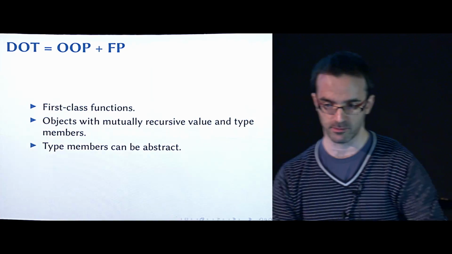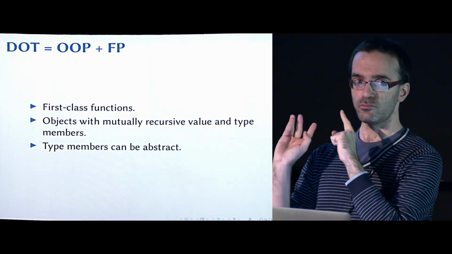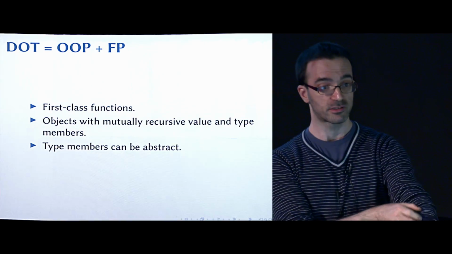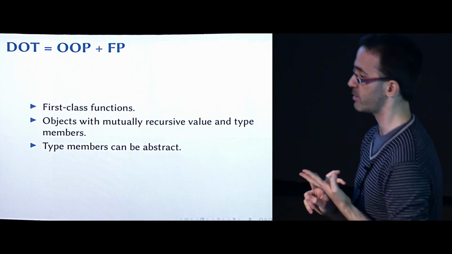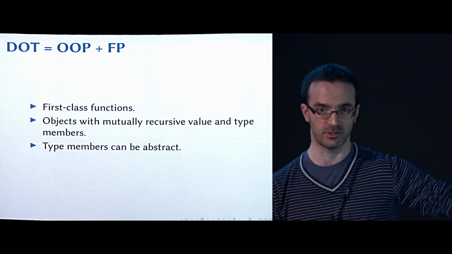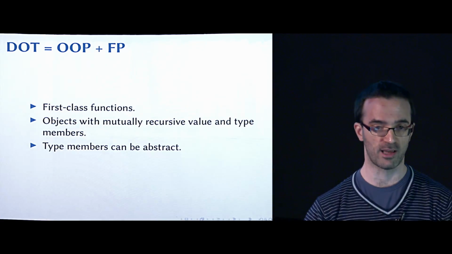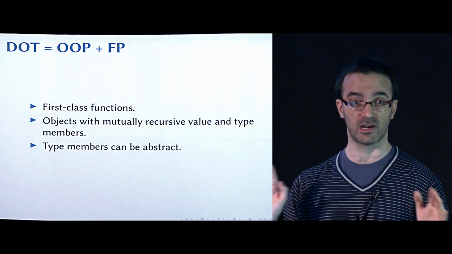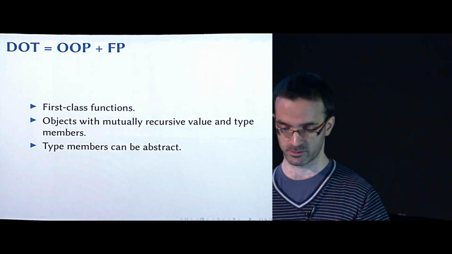So let's start by taking a look at a few examples. First, let's understand what it is that we have in Dot. Dot is an extremely small language, and we only have core features for functional programming and object-oriented programming. So what we can write in programs are first-class functions for the functional side, and objects which will have both value members and type members. We do not have classes, traits, inheritance, anything like that. We express everything using objects.